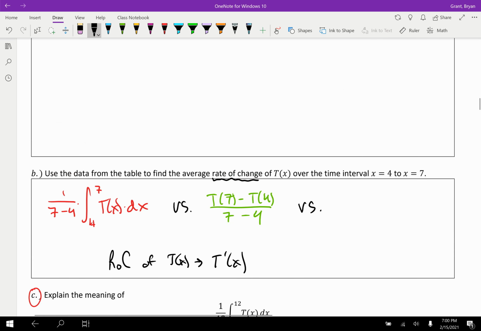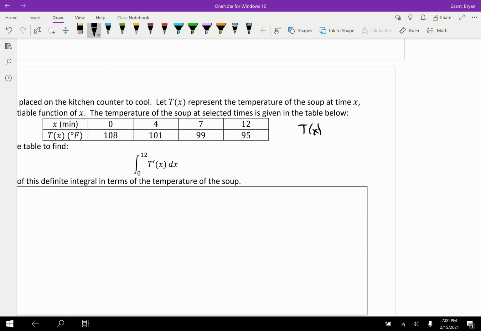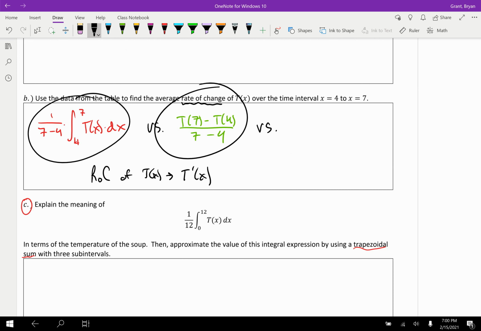So for average rate of change, let's think about what those units are. If T of x is in degrees Fahrenheit, then T prime of x is going to be degrees Fahrenheit per minute, and just for fun, T double prime of x will be degrees Fahrenheit per minute squared. So T prime of x in degrees Fahrenheit per minute means that our answer to one or more of these better be degrees Fahrenheit per minute.